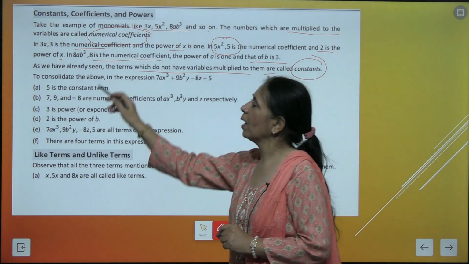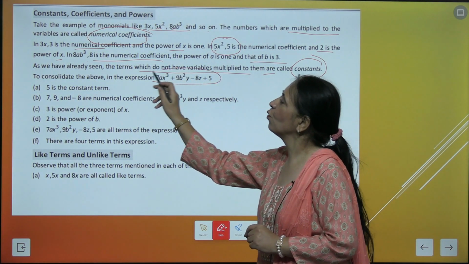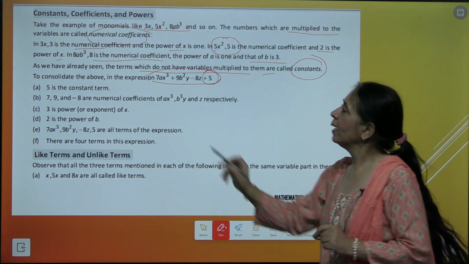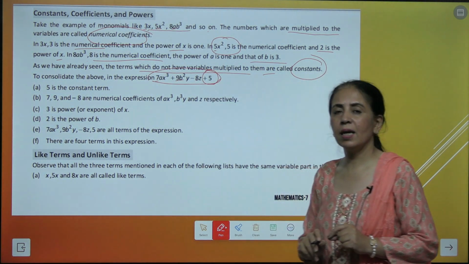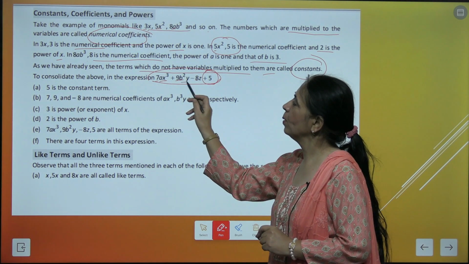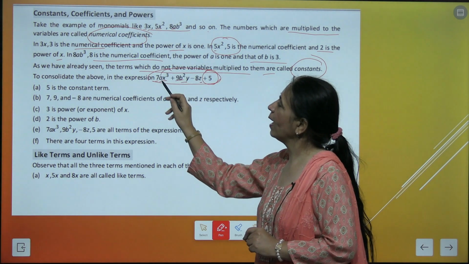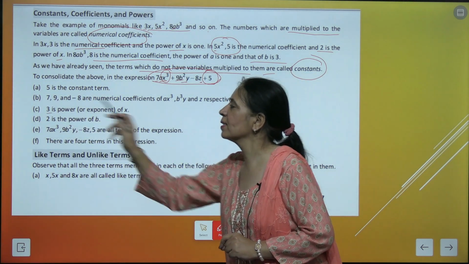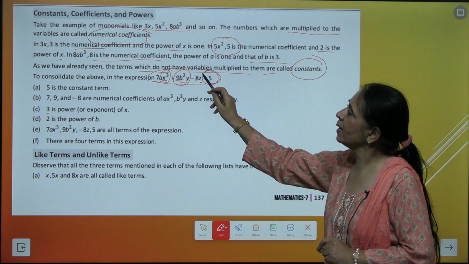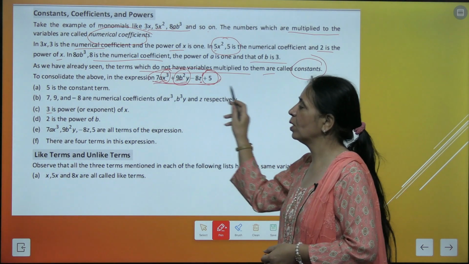Okay, now we are going to consolidate. What have we learned so far? Here we have 4 terms. So here 5 is a constant term, and then 7, 9, minus 8, we call these the numerical coefficients of ax cube, b square y and z. Got it? Now we will talk about the exponent of x. The exponent of x is 3. Here the power or exponent of b is 2. Similarly, here the exponent of z is 1. And in total, how many terms do we have? We have 4 terms here.